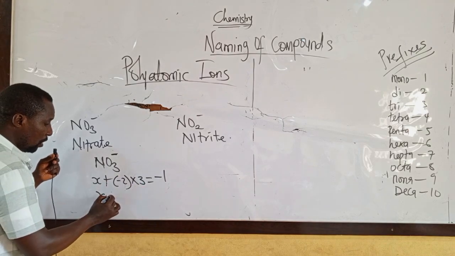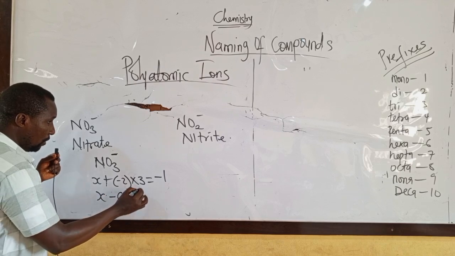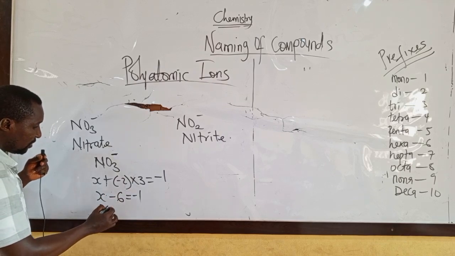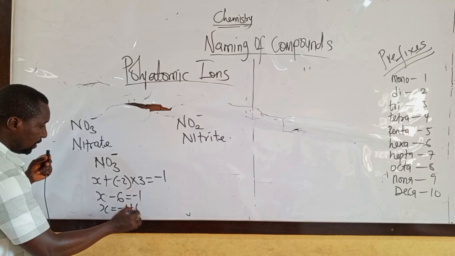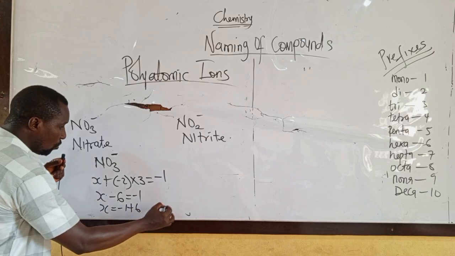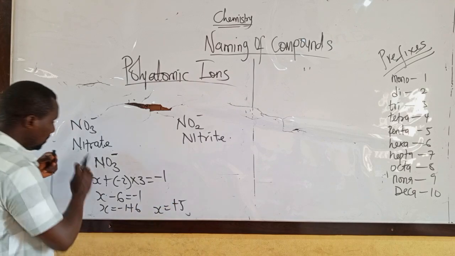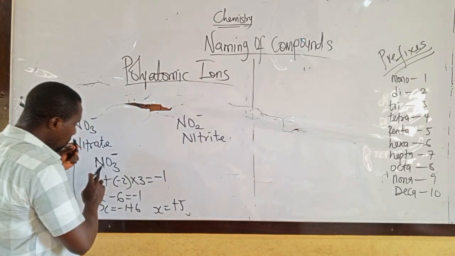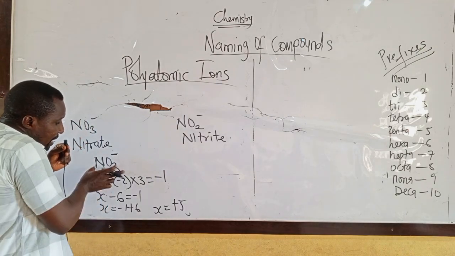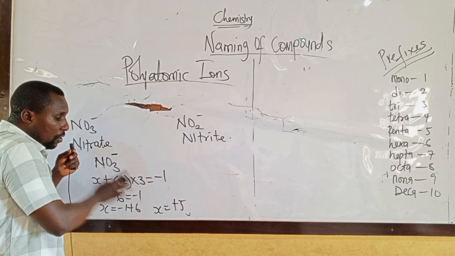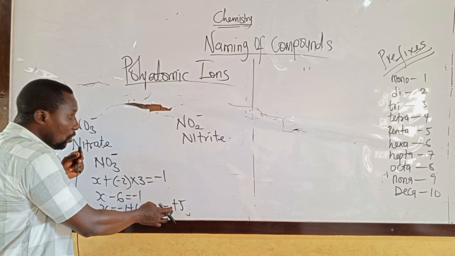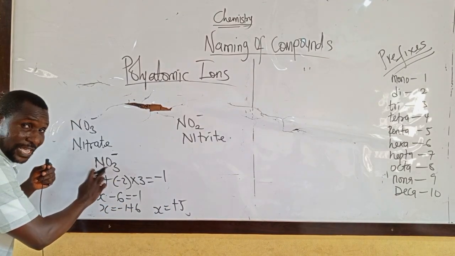Minus 2 times 3 will give you what? Minus 6, equal to minus 1. Then from here, we have X equal to minus 1 plus 6. X equal to plus 5. That is the oxidation number of nitrogen in this polyatomic ion. It is plus 5. Then what is the name of this polyatomic ion?